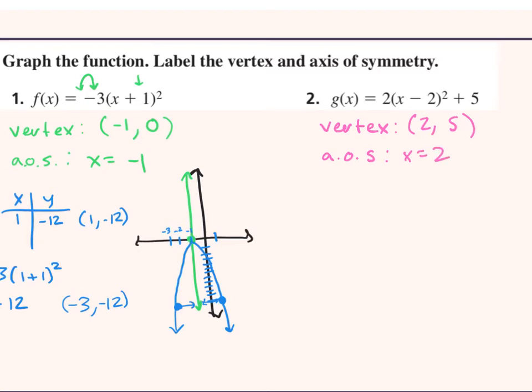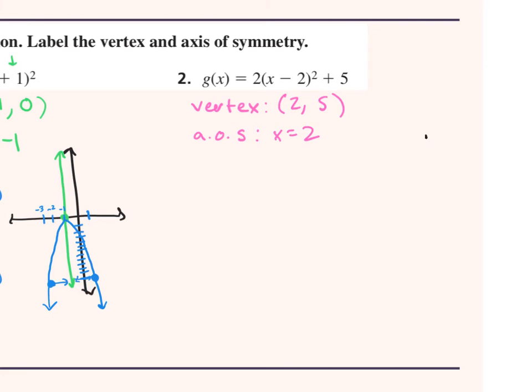So then we go to our graph. We need to plot our vertex and draw our line for our axis of symmetry. So we're going to go to the right 2 and up 5. So our vertex is going to be right there, and our axis of symmetry is just going to be a line right through our vertex. Now, what is another point we can plug in for our graph here?